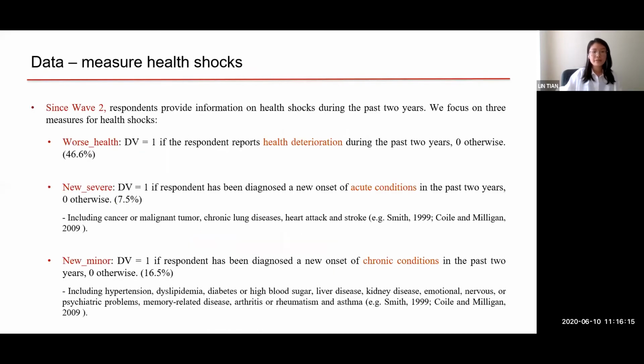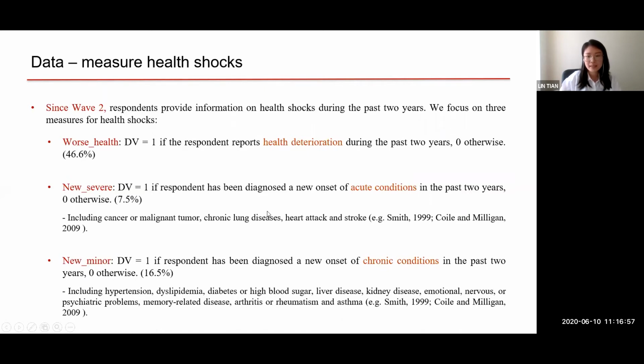And we also have 3 indicators for health shock. So the first one is a subjective measure. It is a dummy variable which equals 1 if people think that their health is getting worse in the past 2 years. And in our data, around 47% of people think that they have experienced a health deterioration in the past 2 years. And also we have 2 objective measures for health shock. One of them is the new severe dummy. So it equals 1 if the respondent has been diagnosed with a new onset of acute conditions in the past 2 years.